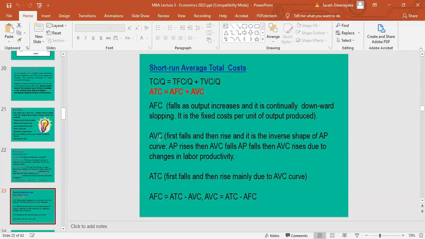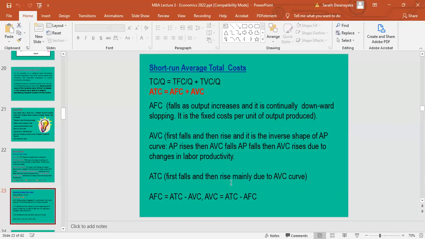Then you can see average variable cost first falls and then rises, and it is the inverse shape of the average product curve. When the average product rises, the average variable cost falls. When the average product falls, the average variable cost rises, due to the changes in the labor productivity. Why is it happening? Because of the changes in the labor productivity. Then the average total cost curve, we can see first falls and then rises, mainly due to the AVC curve's behavior.